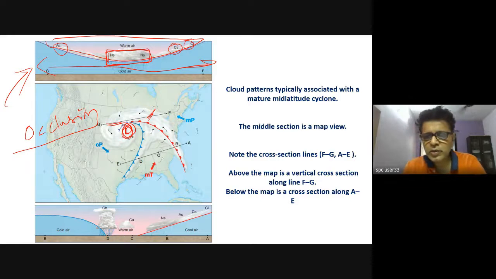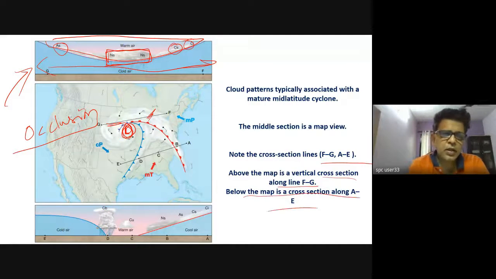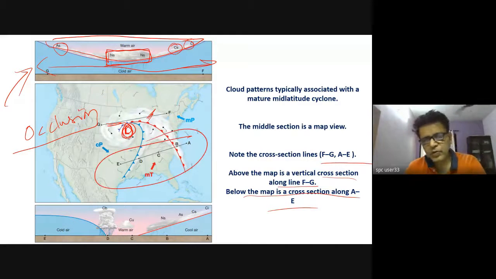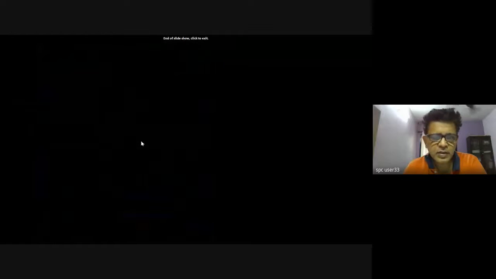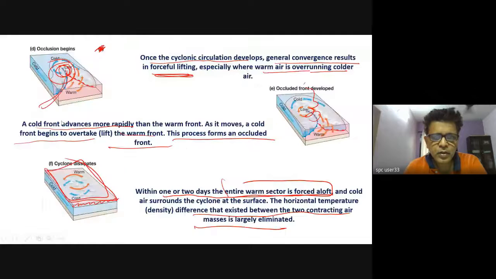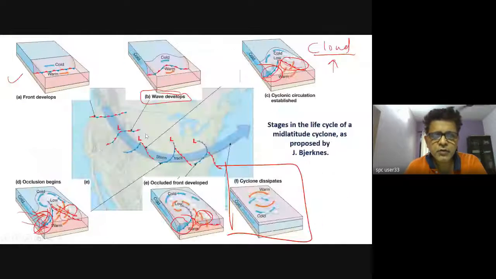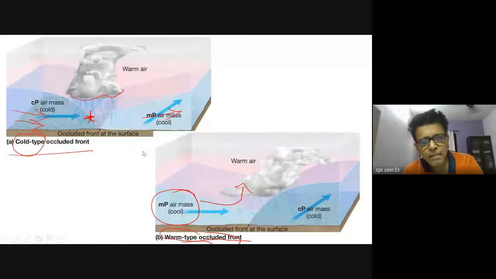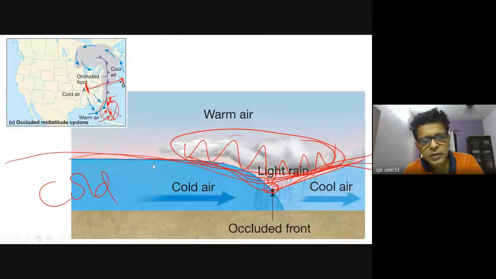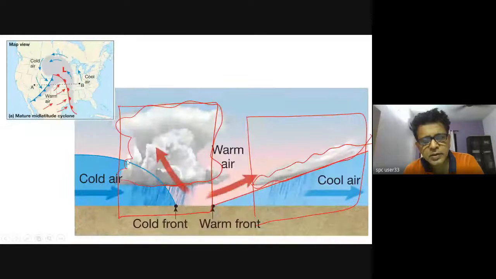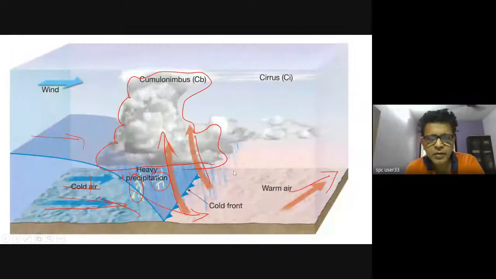The cross-sectional lines FG and AE we have already discussed. Above the map is the vertical line cross-section. Below the map, of course, it's the cross-section along this area as such. So I believe that is the entire process of understanding how frontogenesis takes place. I've tried to explain it in every possible simple way.